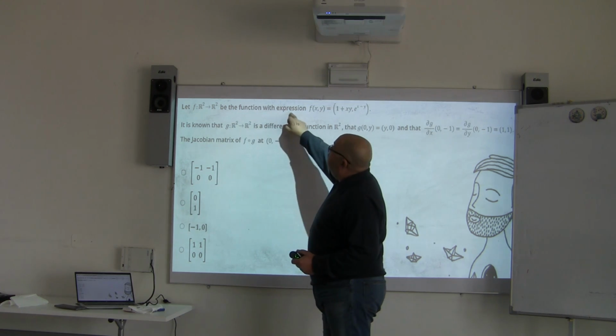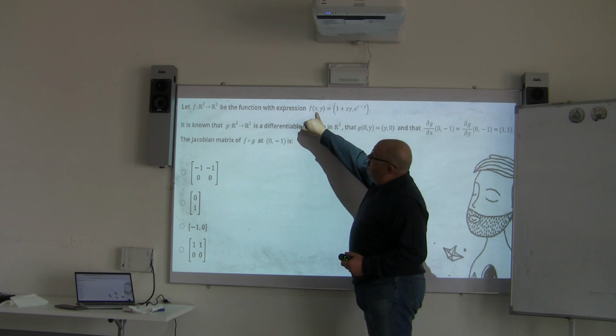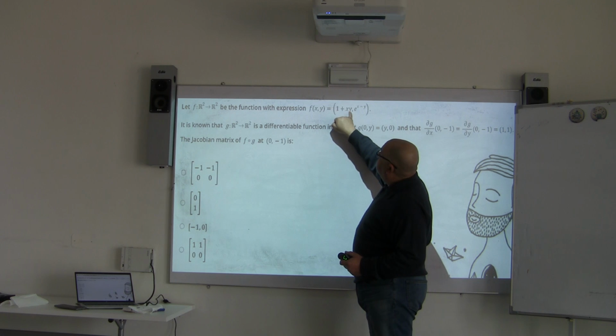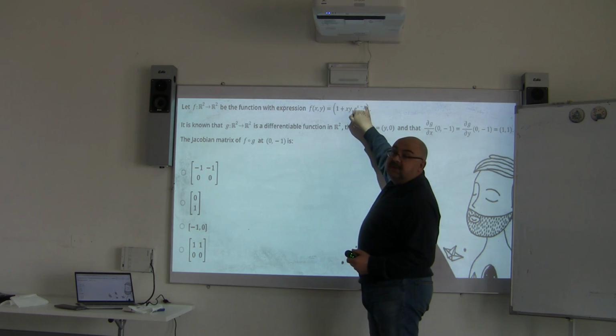Okay, how does this function work? Simply, for every x and y, it will change them into the first component, 1 plus xy, this is f1, and e to the power of x minus y, this is f2.